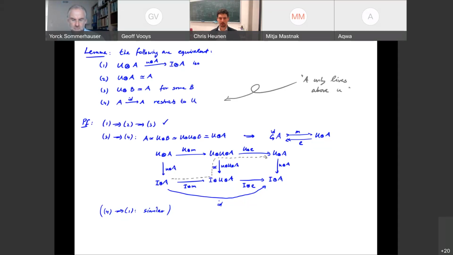The proof of this is interesting, but I think I will skip over it. I'll just say that what the proof really uses is this little lemma here, saying that if something is a central idempotent, then a retract of that is also a central idempotent. That's sort of what's being used here. But yeah, the takeaway message of this lemma is you can say that an object restricts to a central idempotent exactly when tensoring with it doesn't change it.